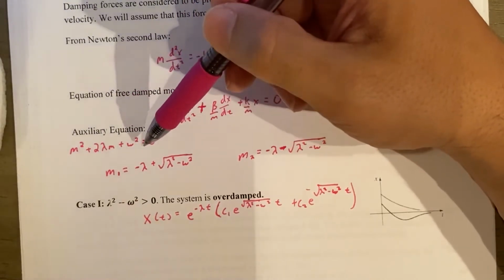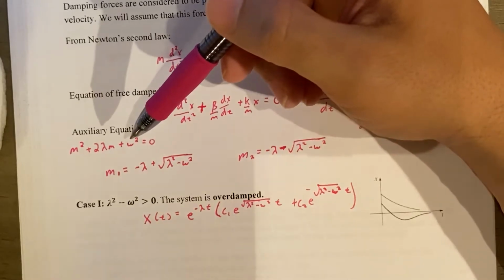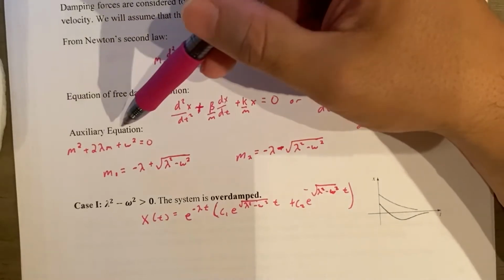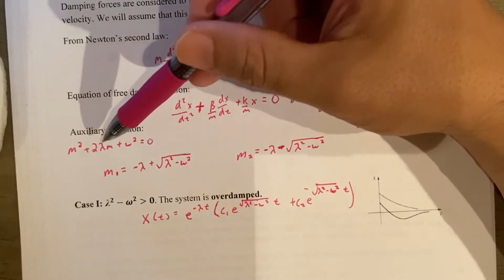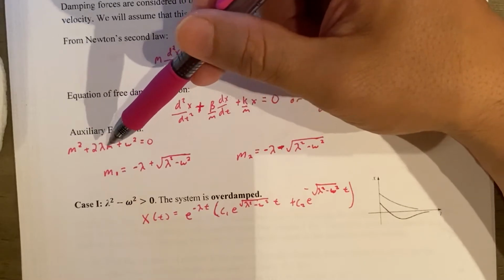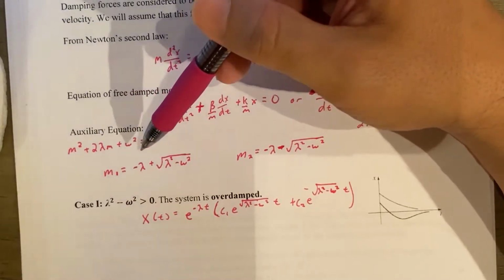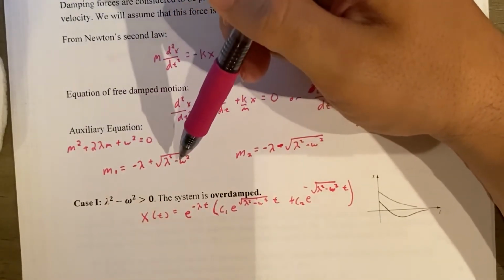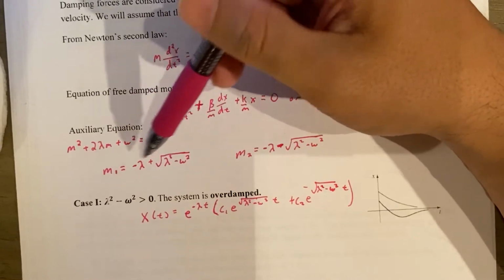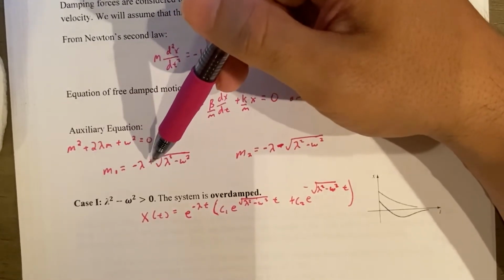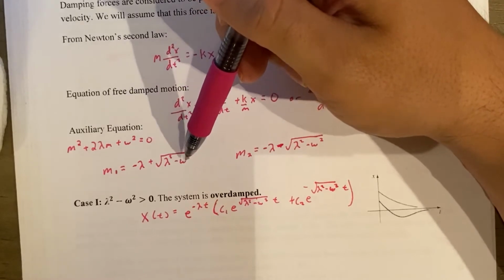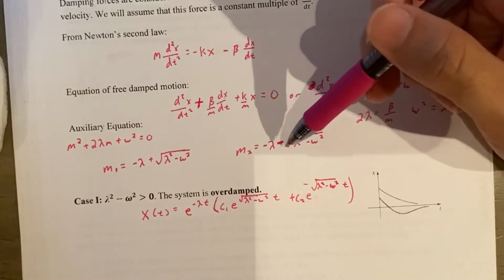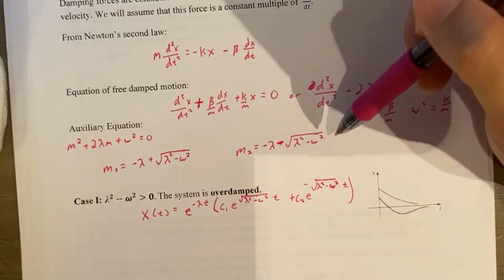Because we have this, in order to solve for our m sub 1 and our m sub 2, we could use the quadratic equation. If we use the quadratic equation, our b would be 2 lambda, our c would be omega squared, and our a would just be 1. This is what we would have after using our quadratic formula. That m sub 1 is negative lambda plus the square root of lambda squared minus omega squared, and our m sub 2 is negative lambda minus the square root of lambda squared minus omega squared.